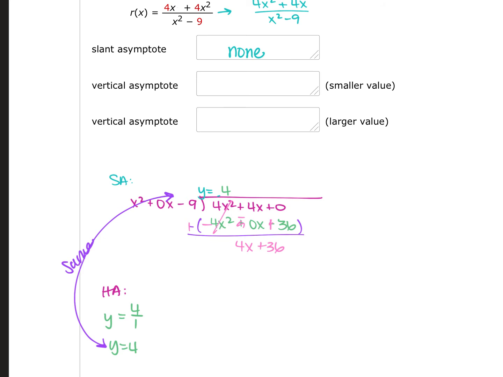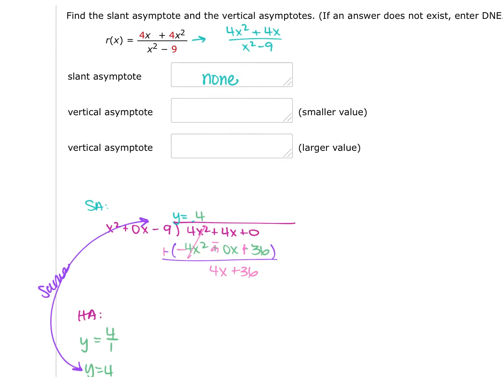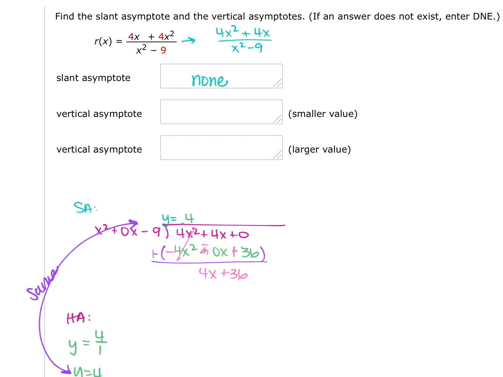For your vertical asymptote, you're going to take that denominator, which is the x squared minus 9, set it equal to 0, and solve. Move your 9 over, add it to both sides. You get x squared is equal to 9. Then take the square root of both sides, so you get that x is equal to plus or minus 3. Your smaller value is x is equal to negative 3. Your larger is x is equal to 3.